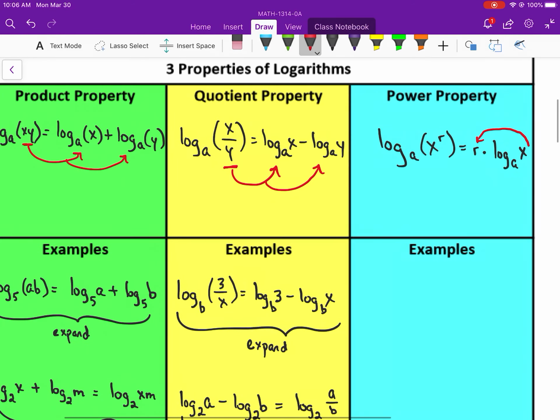All right, so that can happen anytime. So if that had been X squared, I can move 2 to the front of that log. All right, let's look at a couple of examples there. We're going to look at expand and condense.